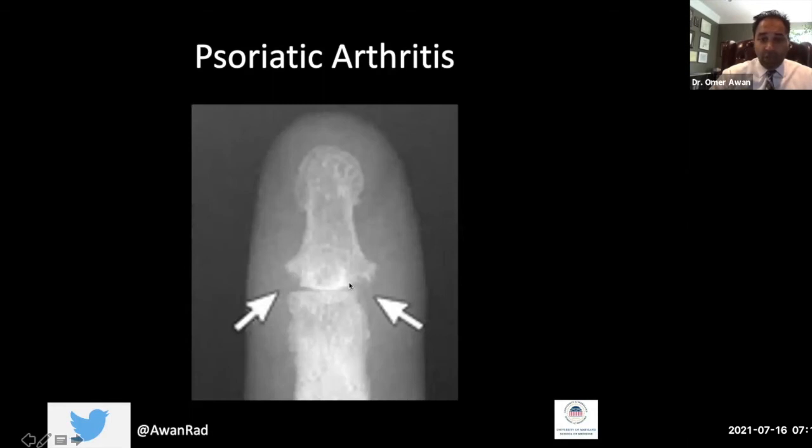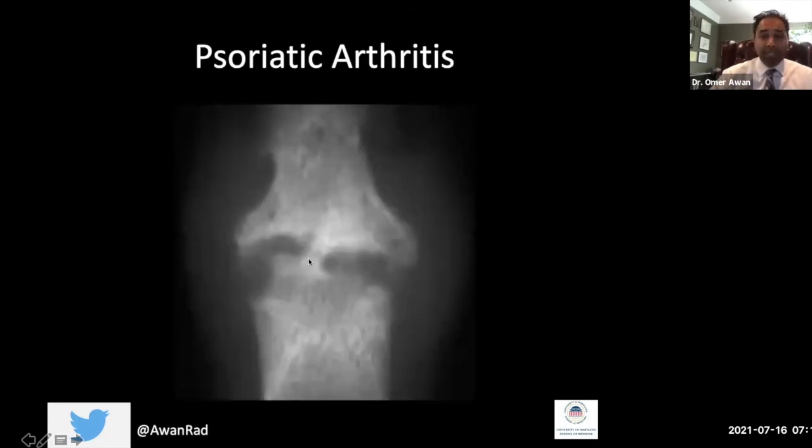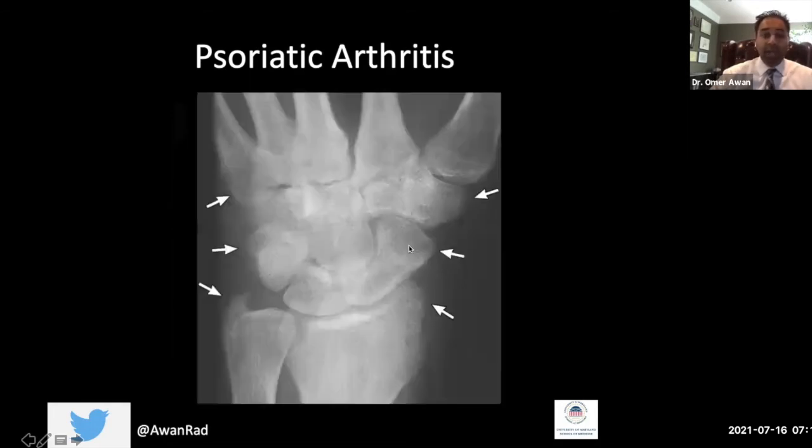You have marginal erosions here and soft tissue swelling in a distal joint, compatible with psoriatic arthritis. Central and marginal erosion, soft tissue swelling, distal joint, compatible with psoriatic arthritis.